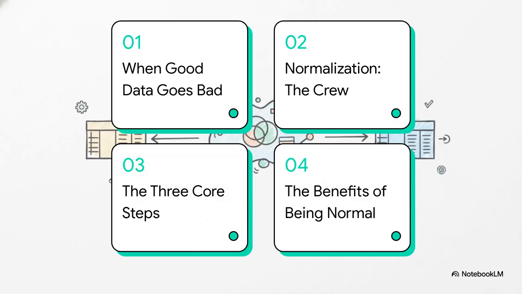So here's our game plan. First, we're going to investigate the crime scene. We'll see what happens when good data just goes bad. Then, we'll bring in the hero of our story, normalization, the cleanup crew. After that, we'll get our hands dirty with the 3 core steps to get our data whipped into shape. And finally, we'll get to the best part, the incredible benefits you get from all this hard work.